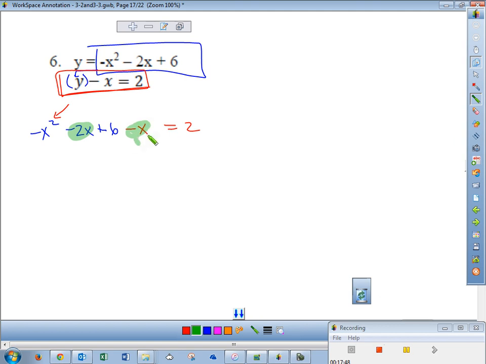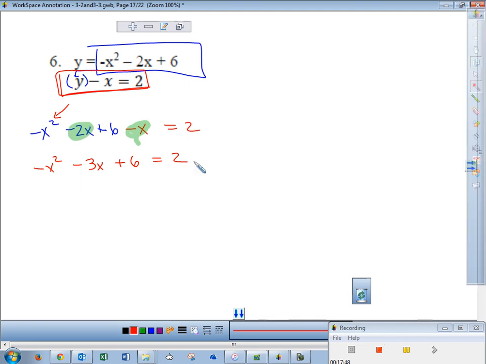Are they on the same side or different sides? Combine like terms when they're on the same side. Negative x squared minus 3x plus 6 equals 2. Is that in standard form? Nope. I need to subtract 2 over. Is it equal to 0? Yes or no? This is in standard form. We don't like it, but it is in standard form. Ax squared plus bx plus c equals 0.